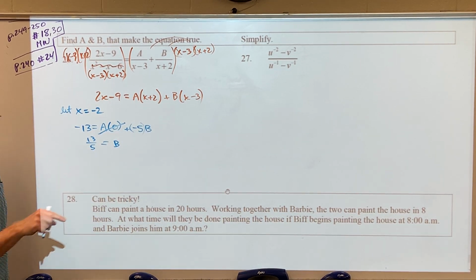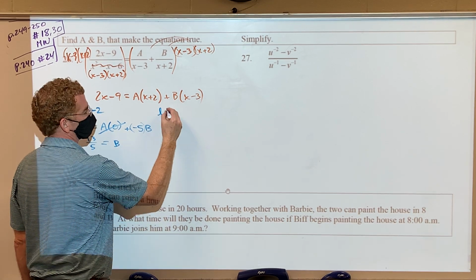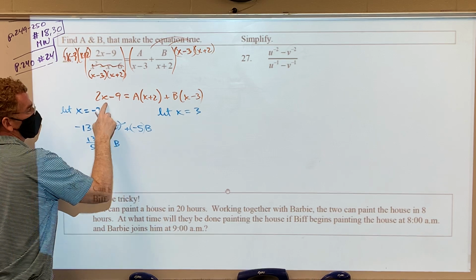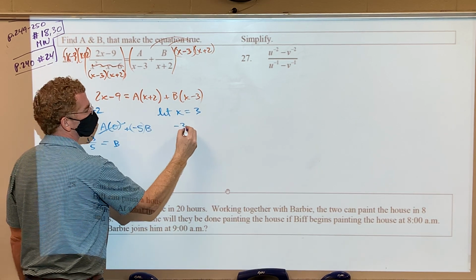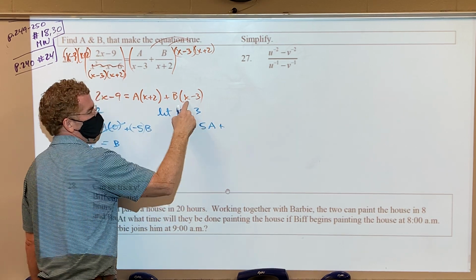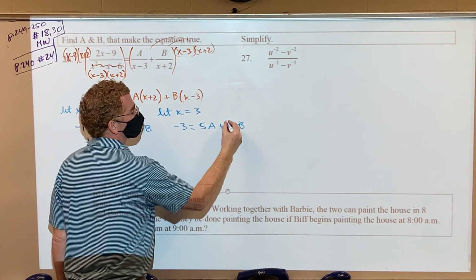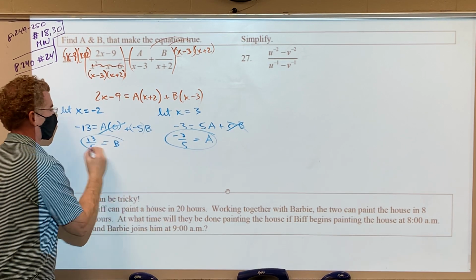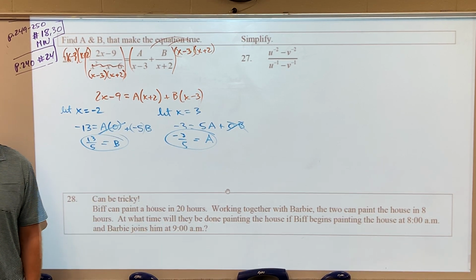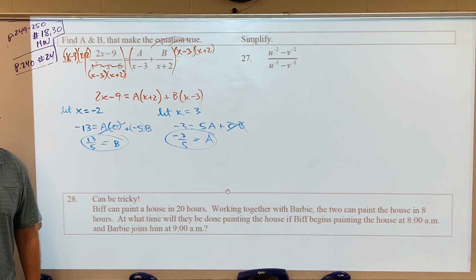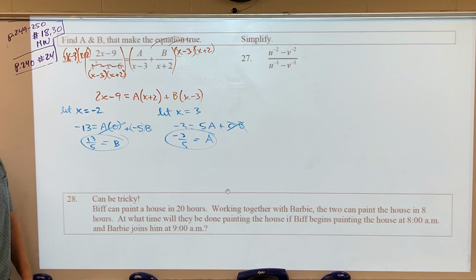Is there another cleverly chosen number you could plug in? 3. If I plug a 3 in, 6 minus 9 is -3. 3 plus 2 is 5a, but 3 in there gives me 0b. That goes away. A is negative 3/5. And I just found my a and b. And I didn't have to do any crazy multiplying and comparing both sides. Y'all seeing that?